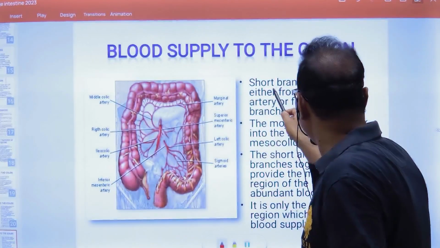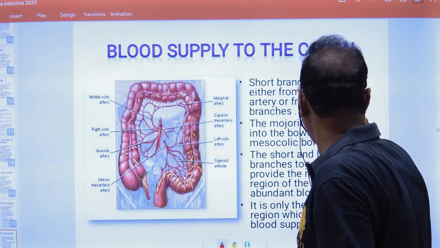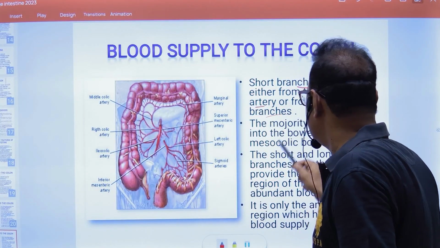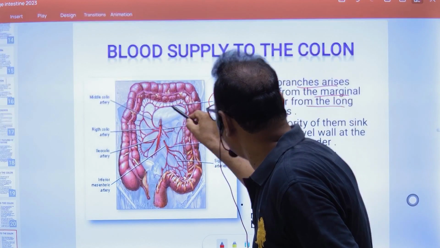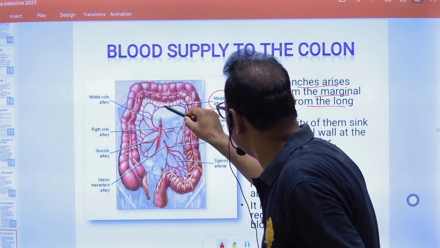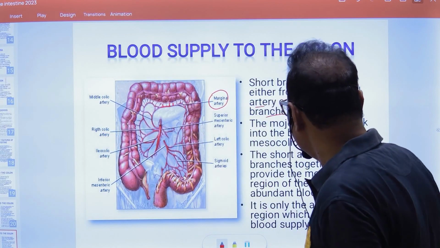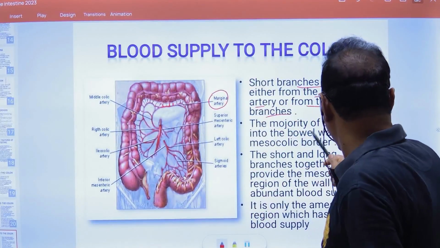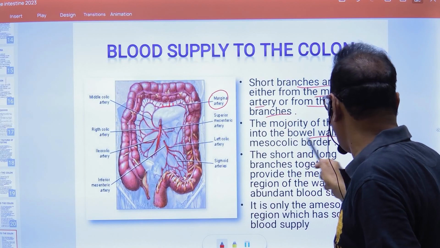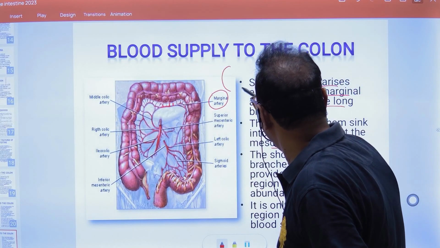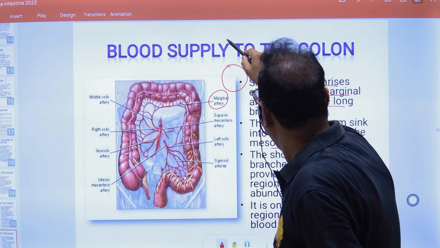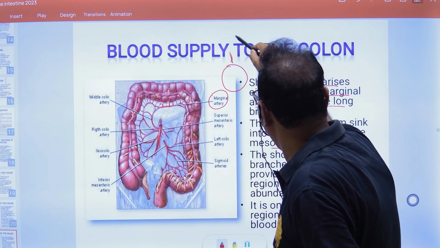So the shorter branches arise from the marginal artery, and the long branches also arise from it. We have the marginal artery over here. The marginal artery will also give these short branches. The majority of them sink into the bowel wall at the mesocolic border.